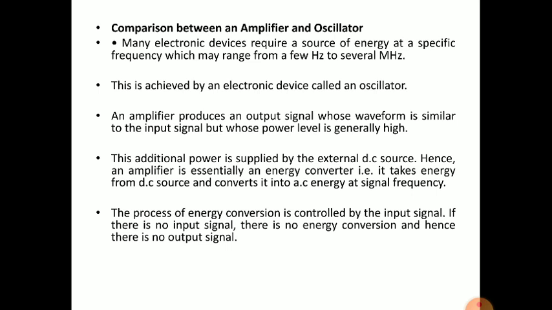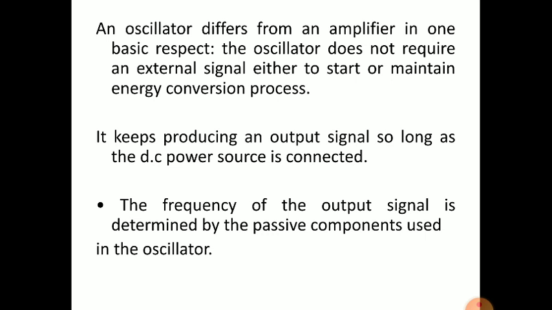The process of energy conversion is controlled by the input signal. If there is no input signal, there is no energy conversion, and hence there is no output signal. In the case of an amplifier, the signal we are applying is the basis for this energy conversion. But what happens in the case of an oscillator? An oscillator differs from an amplifier in one basic respect. That is, the oscillator does not require an external signal either to start or maintain the energy conversion process.